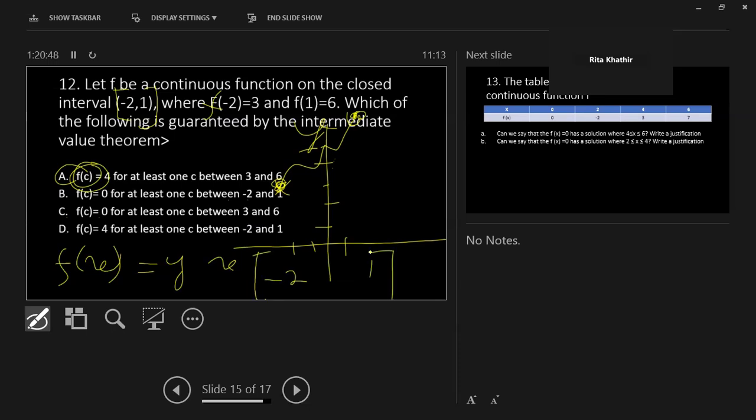The interval we have, the closed interval we have. It is outside the interval. So we can say, I don't know about that. I don't know about that. That is not our scope.